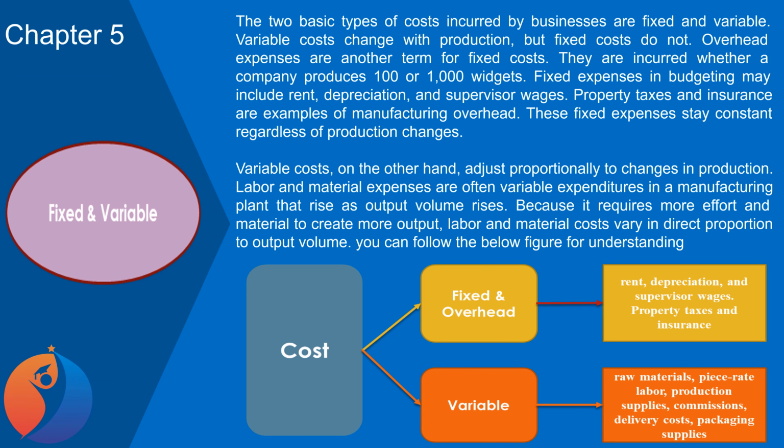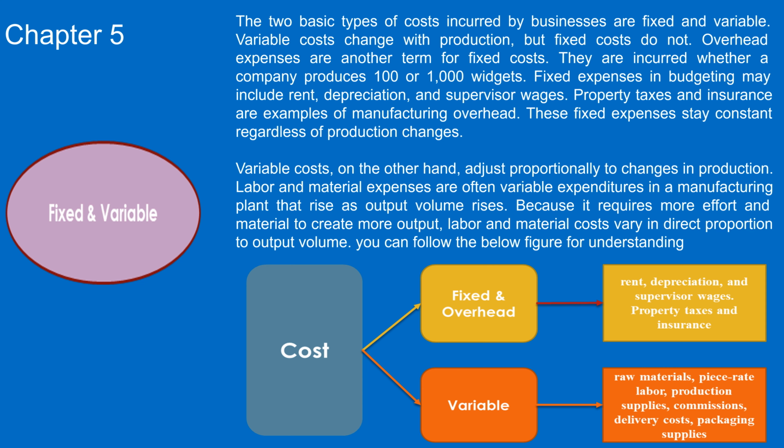Fixed and variable. The two basic types of costs incurred by businesses are fixed and variable. Variable costs change with production, but fixed costs do not. Overhead expenses are another term for fixed costs. They are incurred whether a company produces 100 or 1,000 widgets.